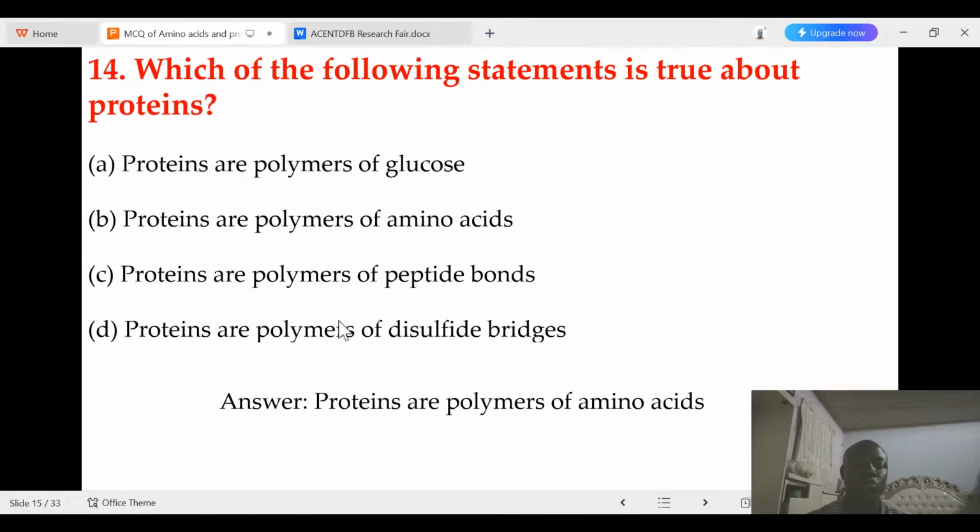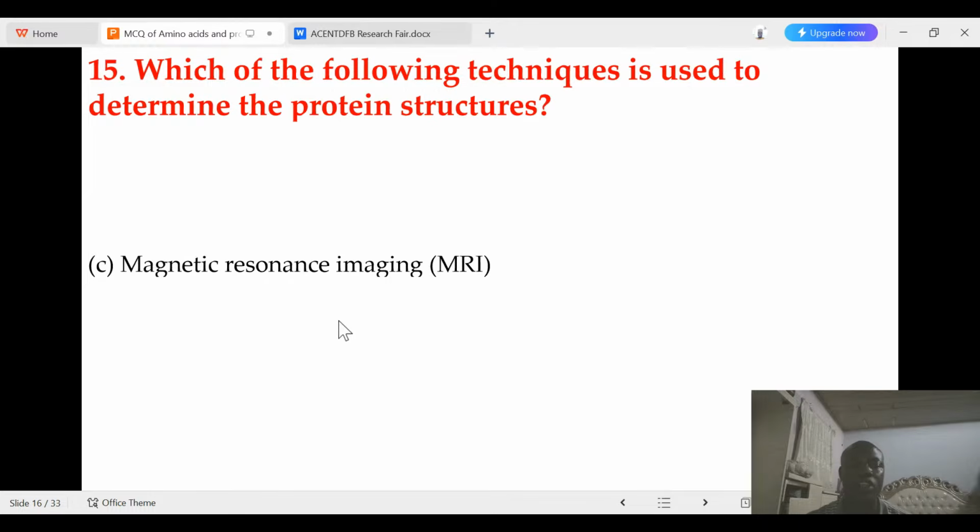So let's move to question 14. Which of the following statements is true about proteins? A. Proteins are polymers of glucose. B. Proteins are polymers of amino acids. C. Proteins are polymers of peptide bonds. D. Proteins are polymers of disulfide bridges. Then the answer is proteins are polymers of amino acids. So let's move to question 15.